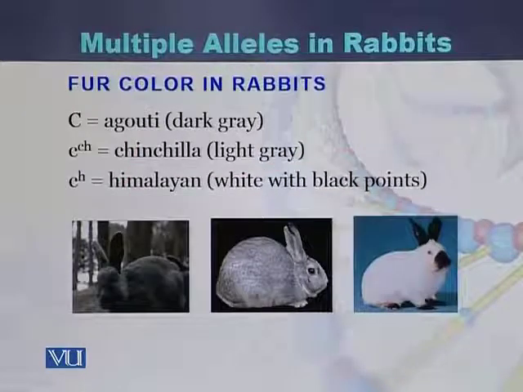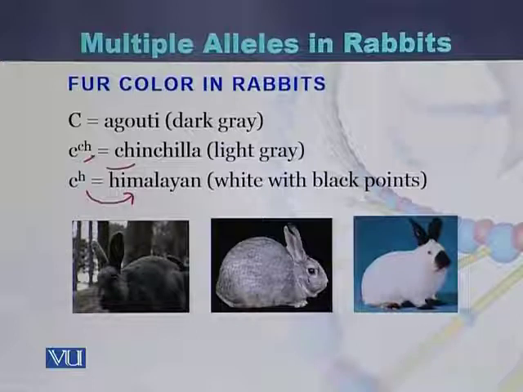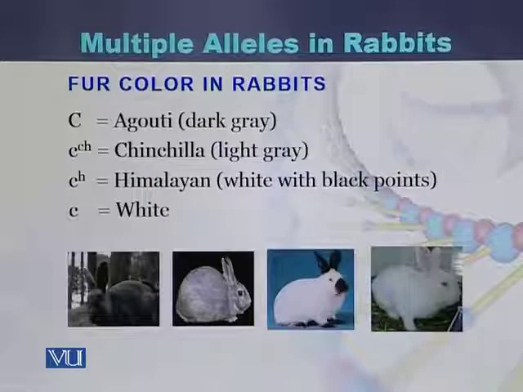Another comparison: C is for agouti, and if there is the CH allele, it will be chinchilla, and if there is only the H allele, then it is called Himalayan. Himalayan is a rabbit that has small black spots on the nose and on the feet. The fourth allele of the gene is for white.